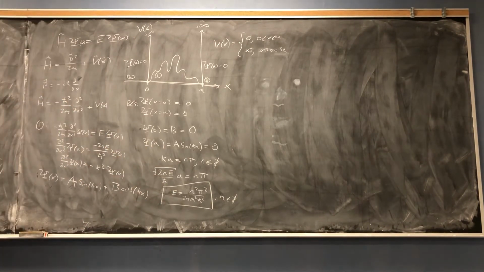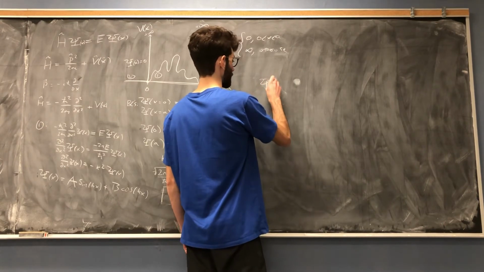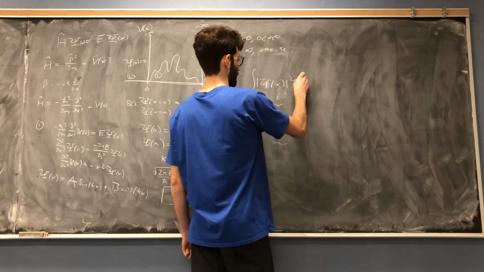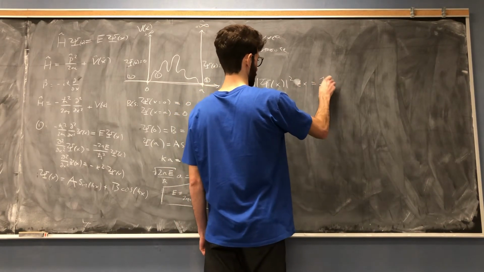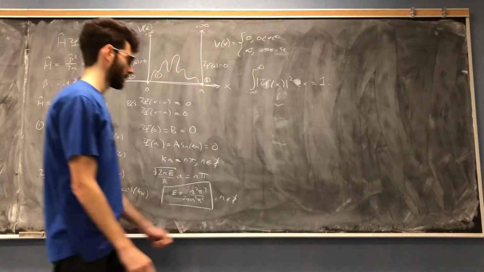The energy is what I've written there, but we still haven't determined A. We can actually figure out what A is just by imposing normalization of the wave function. So we know that psi of x squared must integrate to 1. We integrate over all of space.